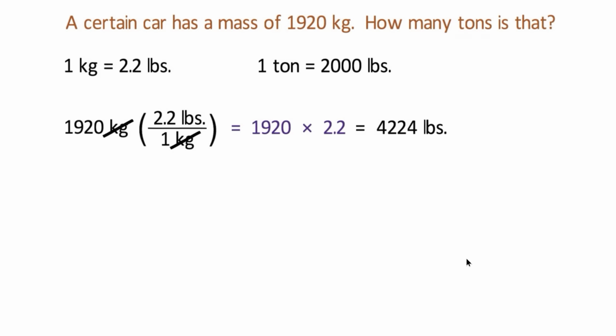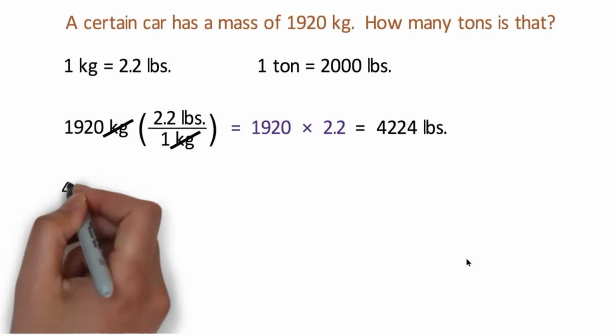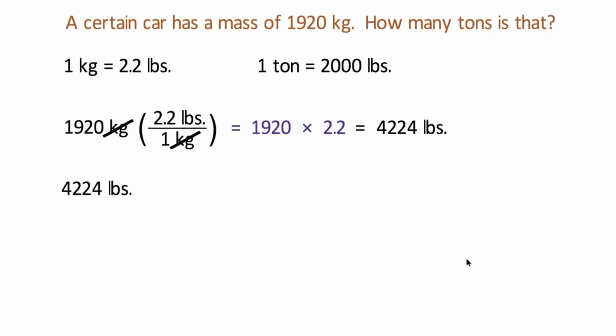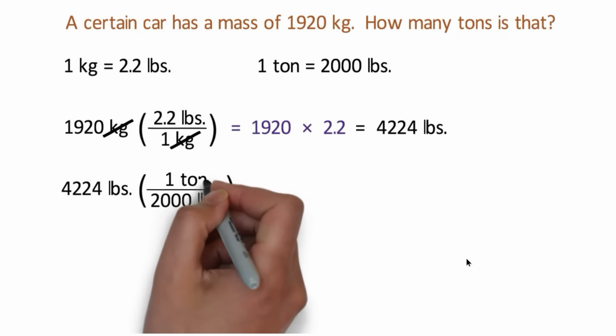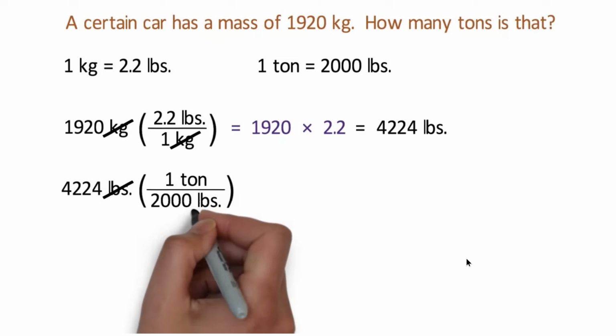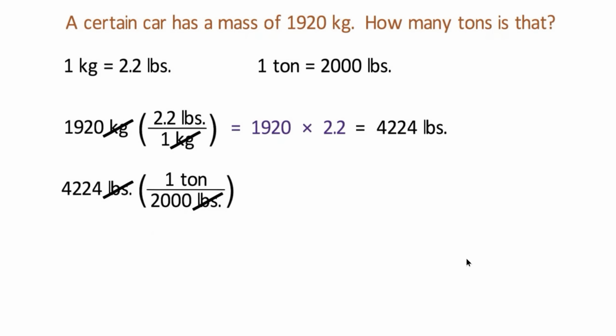First, we write down the number that we want to convert, that is, 4,224 pounds, and then we multiply this by a fraction. We want to have pounds in the denominator of the fraction so that we can cancel out the pounds. But which pounds do we choose? 2.2 pounds or 2,000 pounds? Remember that we want to convert to tons, so we choose the conversion factor between pounds and tons. We write 2,000 pounds on the bottom and 1 ton on the top. Our pounds cancel out, and we are left with tons for the units of our answer.